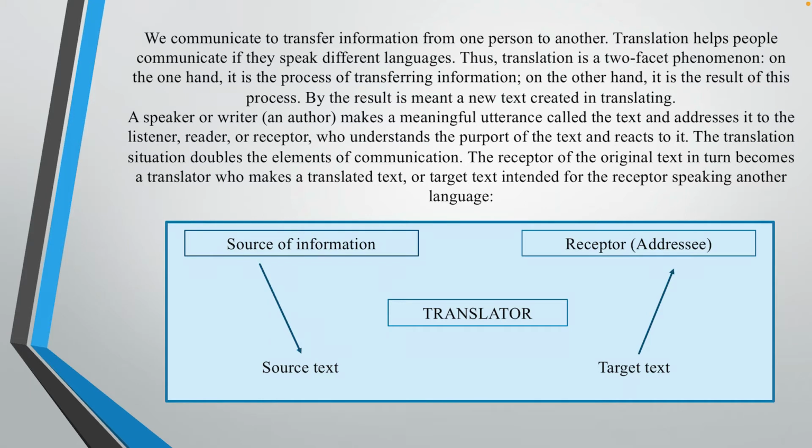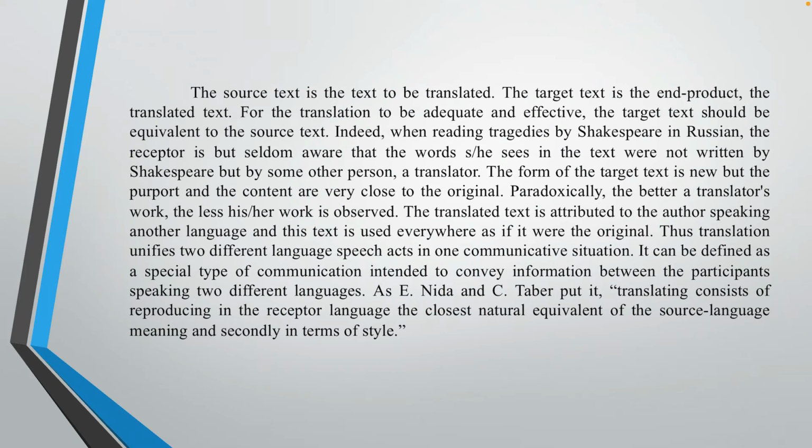A speaker or writer makes a meaningful utterance, called the text, and addresses it to the listener, reader, or receptor who understands the purport of the text and reacts to it. The translation situation establishes the elements of communication. The receptor of the original text in turn becomes a translator who makes a translated text or target text intended for the receptor speaking another language. The source text is the text to be translated. The target text is the end product, the translated text.